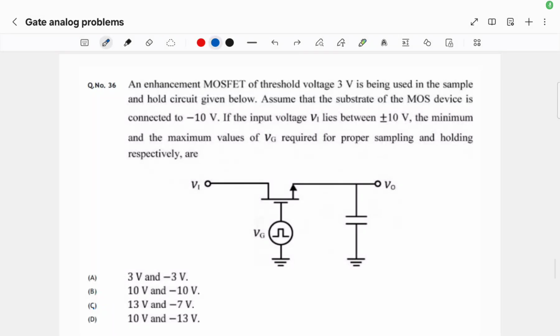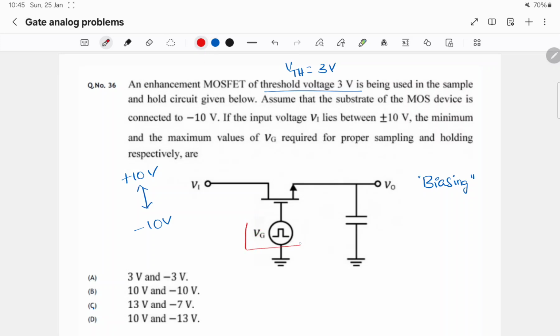In this video we will solve questions based on biasing. In the first question they have said that the threshold voltage of the MOSFET is 3 volts and the input voltage is changing from plus 10 volts to minus 10 volts. In this case, what are the maximum and minimum values of Vg required such that proper sampling and holding is possible?